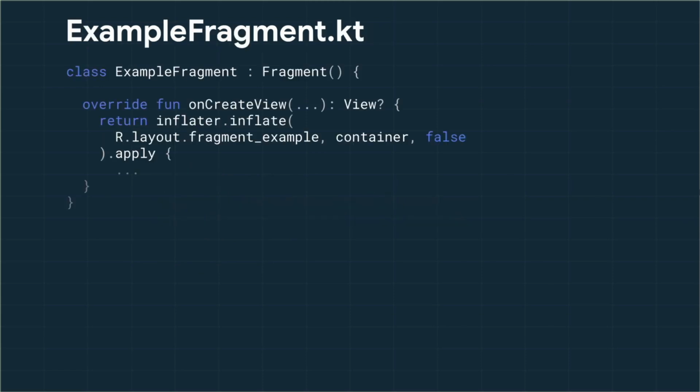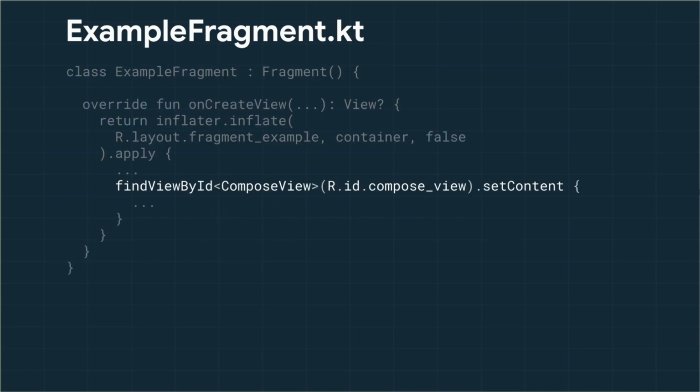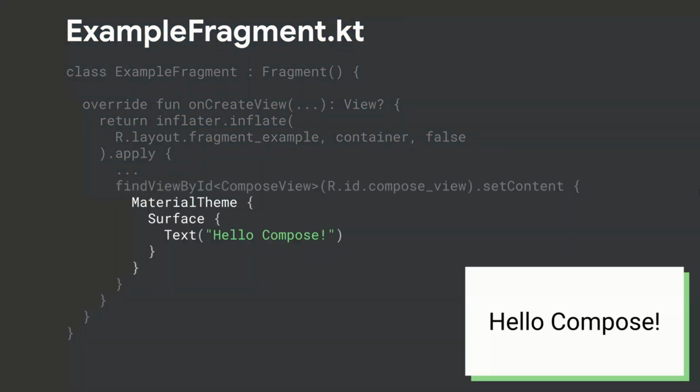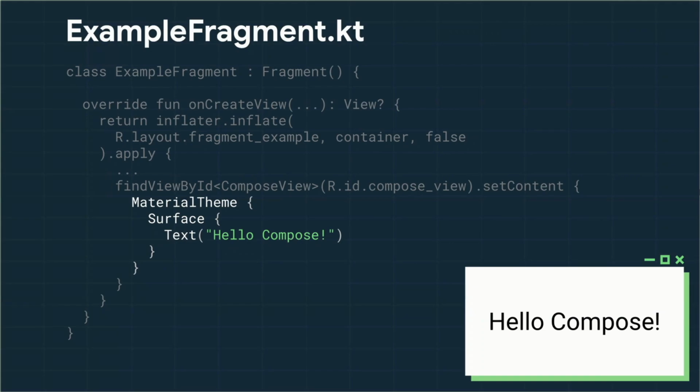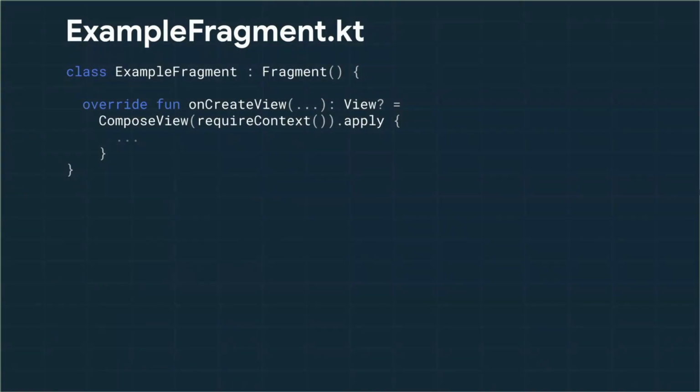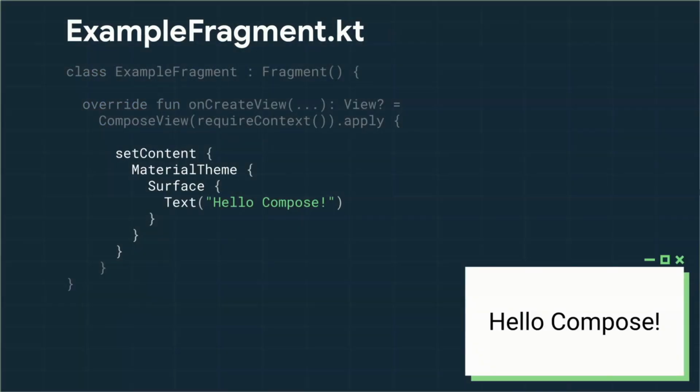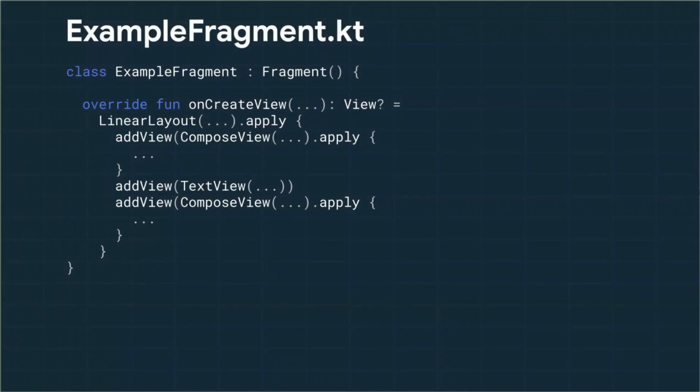Now, whenever you are working with this layout XML resource, for example in the fragment, after you inflate it, you can get the ComposeView and also call setContent on it, as we were doing before. Here, you just display hello Compose, whatever, and that's it. But if you want to have Compose at the root level in a fragment, you can also use ComposeView without needing an XML file. You can create the ComposeView inline, and then call setContent.